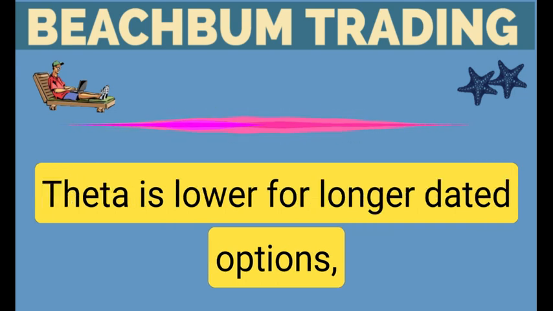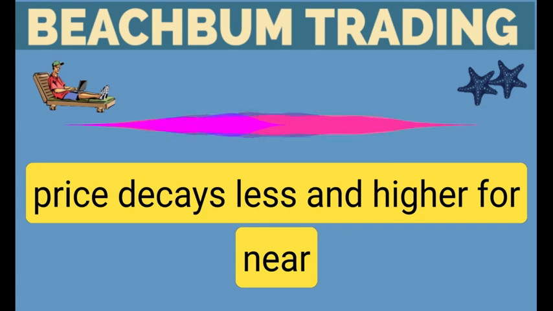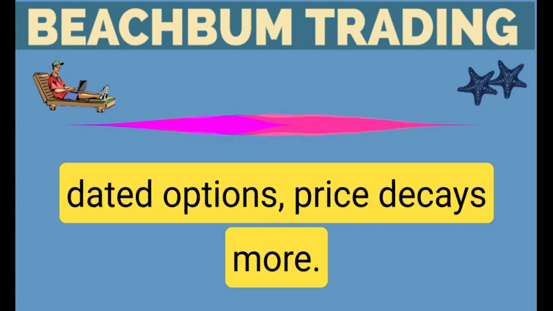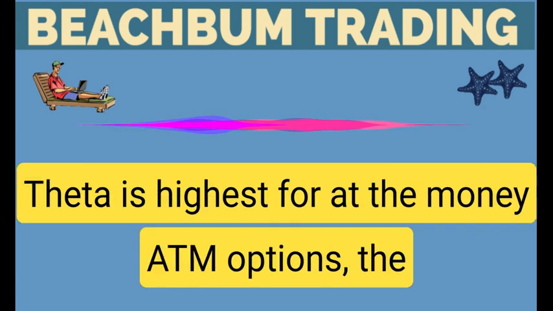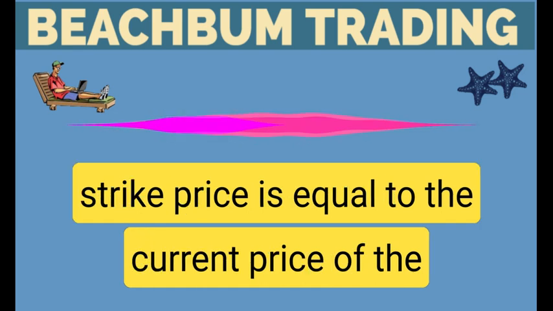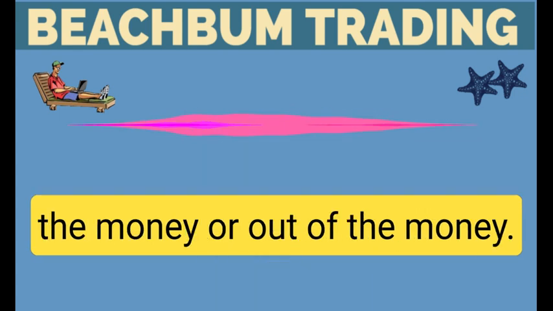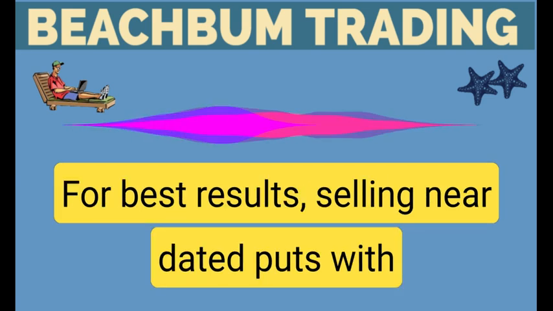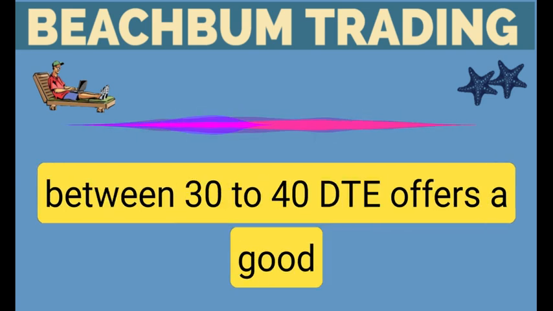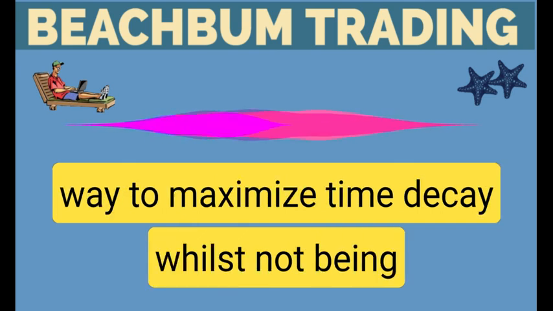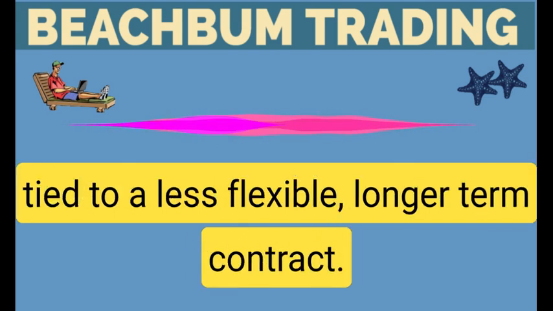Theta is lower for longer dated options, price decays less, and higher for near dated options, price decays more. Theta is highest for at the money, ATM options, where the strike price is equal to the current price of the underlying asset, decreasing when a strike price moves further into the money or out of the money. For best results, selling near dated puts with between 30 to 40 DTE offers a good way to maximize time decay whilst not being tied to a less flexible longer-term contract.